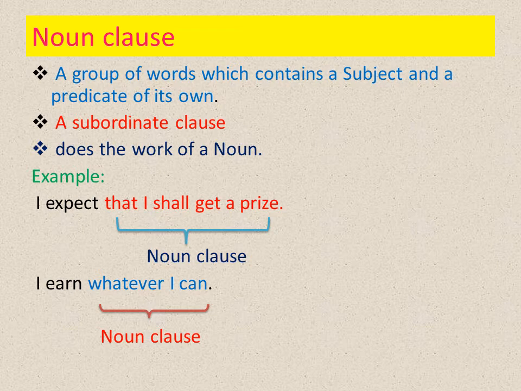So, students, have you understood what a noun clause is? A noun clause is a subordinate clause. It does the work of a noun in a sentence. In the given examples, the noun clause is the object of the verb, and in two examples, the noun clause works as a noun in the sentence.